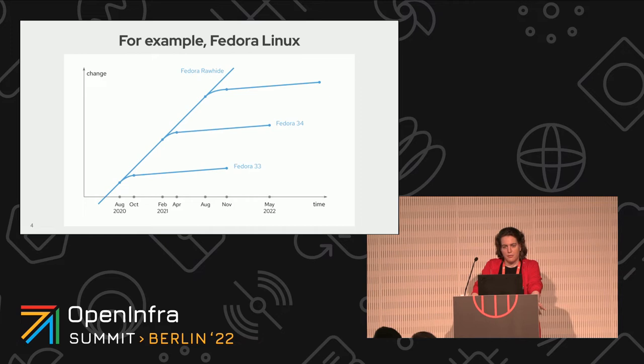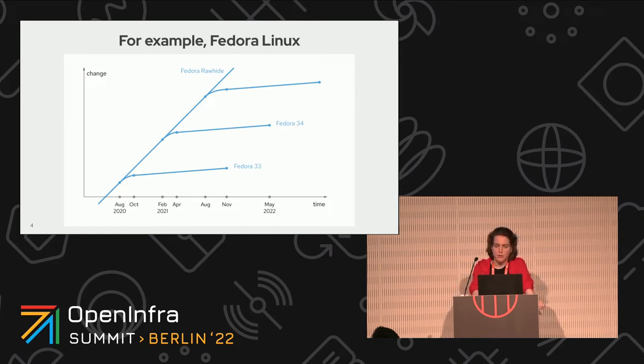This is a representation of the continuous flow of updates in Fedora Linux as an example. We have one continuous development branch, which we call Fedora Rawhide. It's not just branching the sources, it's also the binary artifacts which we build from the sources. These are actual binary RPM packages. And at a certain point, we create a snapshot of this repository and these sources, and we create a branch, and this branch becomes a stable release of Fedora.